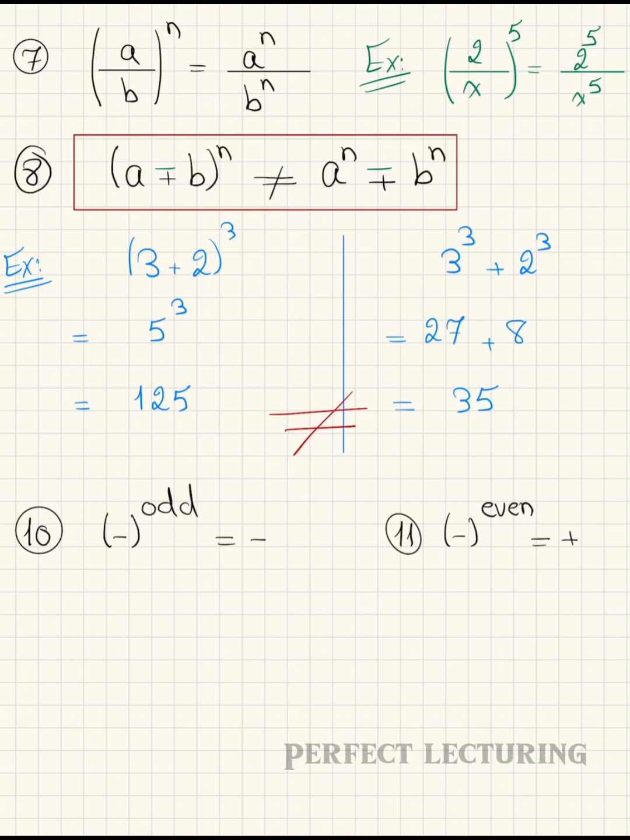These are all the formulas you need to know in order to solve an exponent exercise. In the next video, I'm going to work out some exercises.